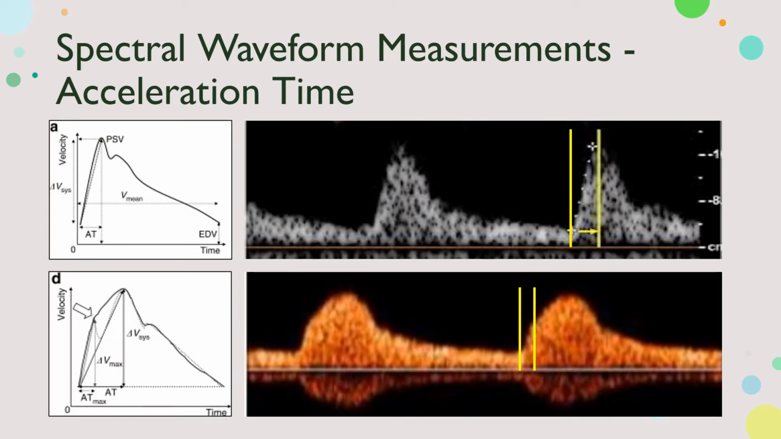So here are real life examples of acceleration times. In the top image, you can see that there's no change in that slope. So you would measure it from the start of systole to the peak systolic velocity. Pretty simple.